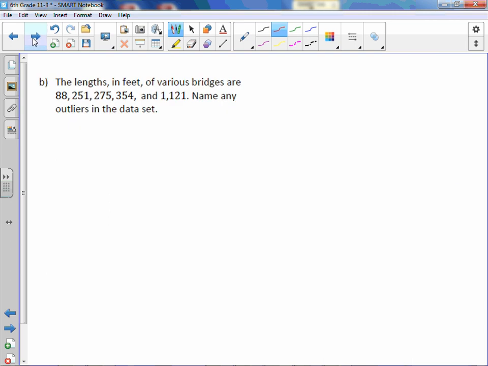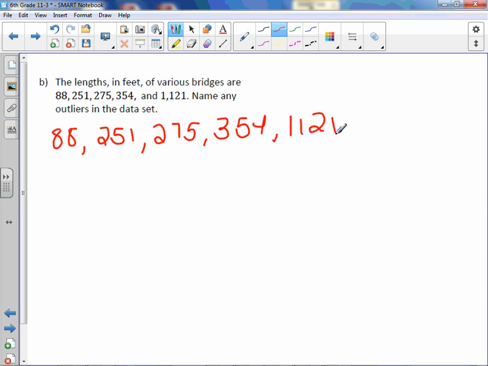Let's do another one. The lengths in feet of various bridges are 88, 251, 275, 354, and 1,121. Name any outliers in the data set. Let's order it from least to greatest, which it actually looks like it's already ordered from least to greatest, so we'll just repeat that. 88, 251, 275, 354, and 1,121. Here's the minimum and maximum, 88 and 1,121.